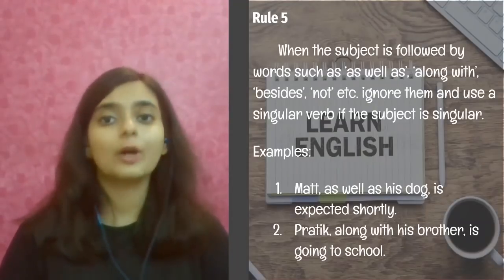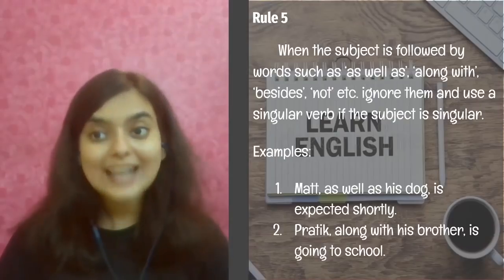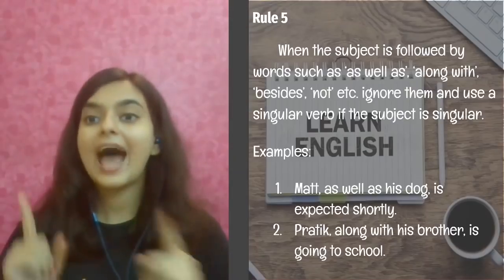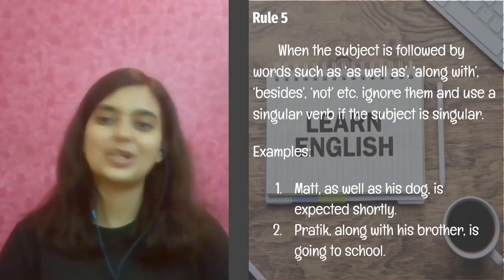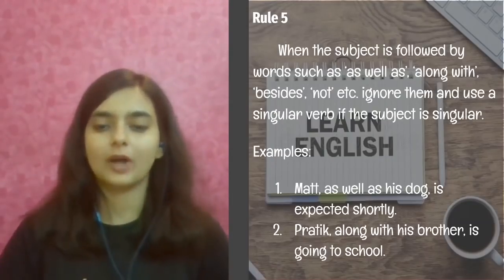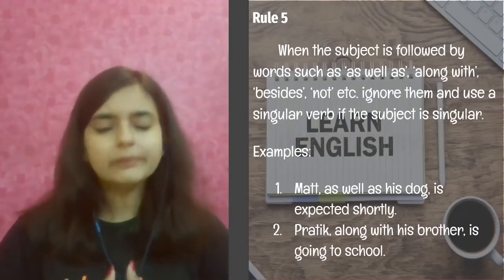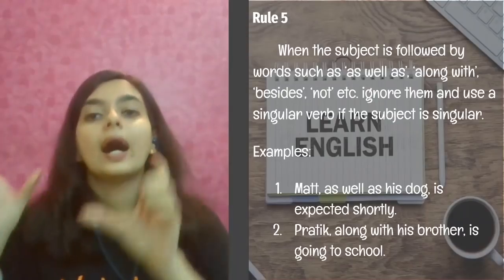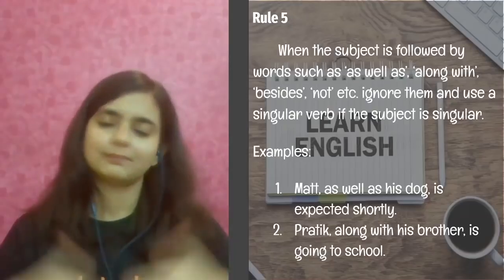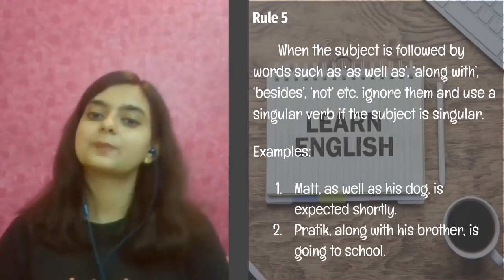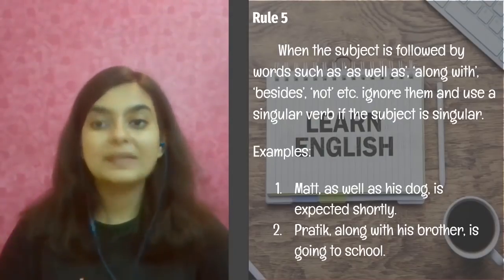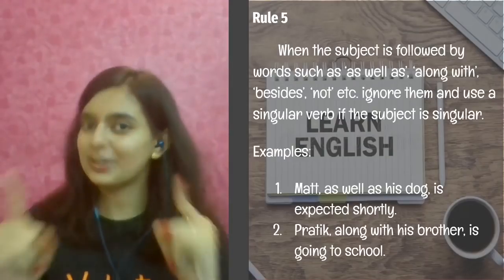Rule number 5. When the subject is followed by phrases such as as well as, along with, besides, not, etc., ignore them and use a singular verb if the subject is singular. For example, Matt as well as his dog is expected shortly. Very simply, whenever there is along with, as well as, besides, or not, you have to use the singular verb. Pratik along with his brother is going to school. So whenever you have these, always remember to use a singular verb.